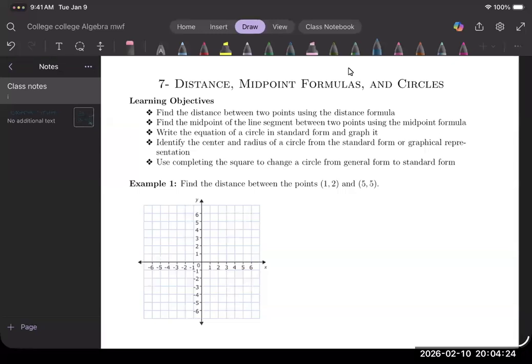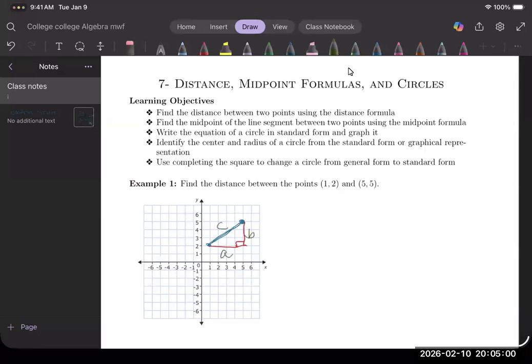So remember, objectives are important because they are the concrete, like, can I do the things? Yes or no. So find the distance between the 2 points 1, 2, and 5, 5. I want to know, what is the distance between here? How are we going to do it? We are going to make a right triangle. We're going to use Pythagorean.